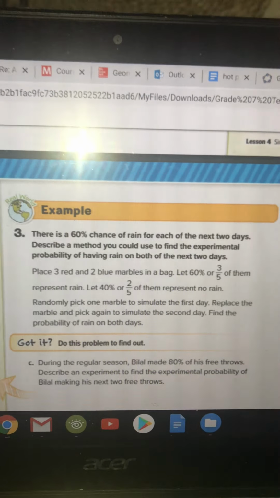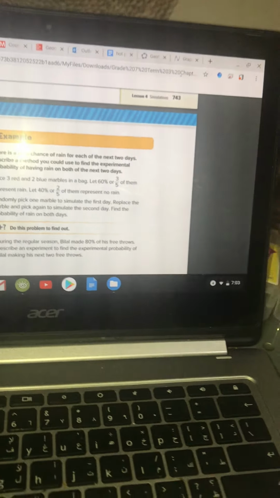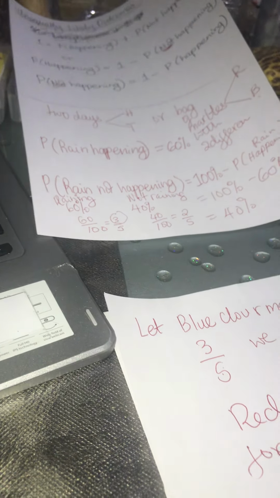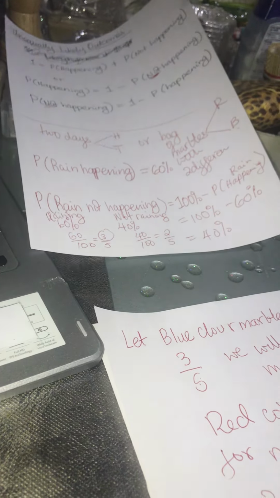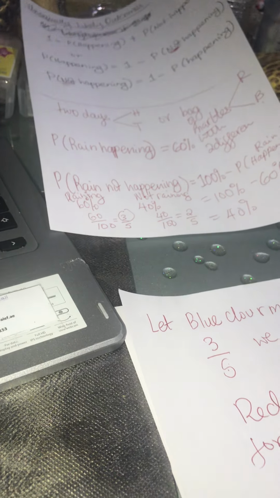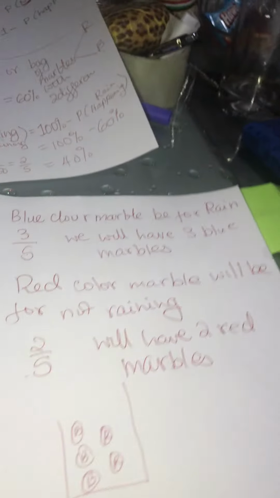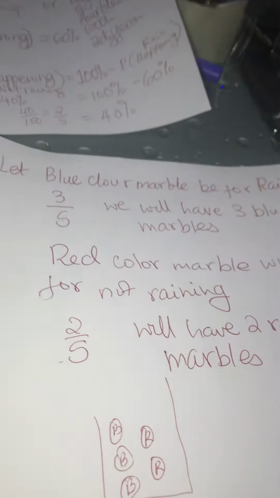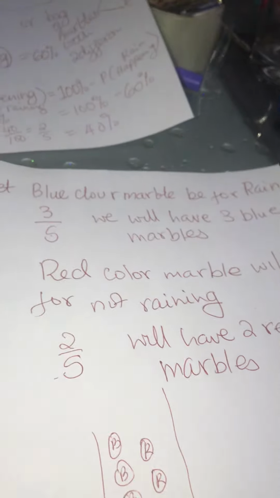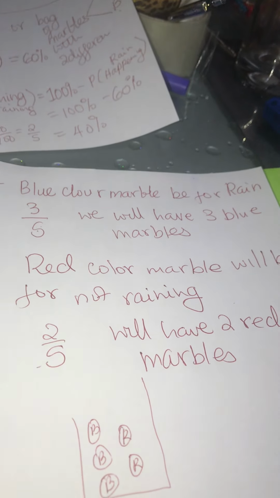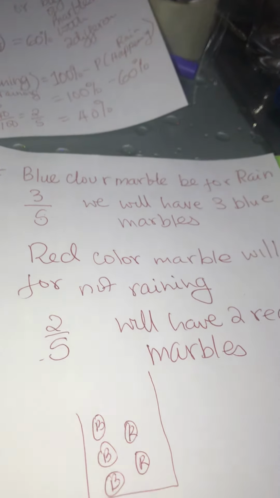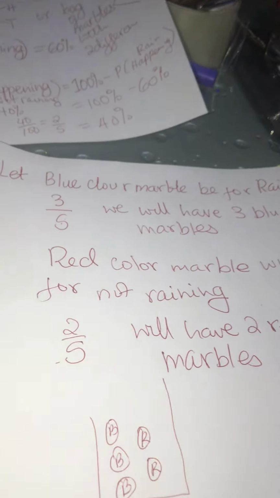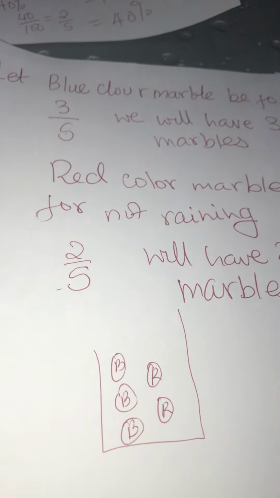So every day you will pick a marble. The first marble you pick will represent what will happen on day 1. The second marble you pick will represent day 2. So on day 1, you can have rain, and on day 2, you can have rain. On day 1, you can have no rain, and on day 2, you can also have no rain. Like that. Okay? All right.